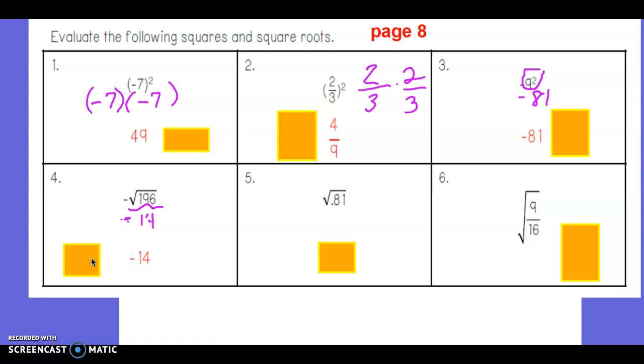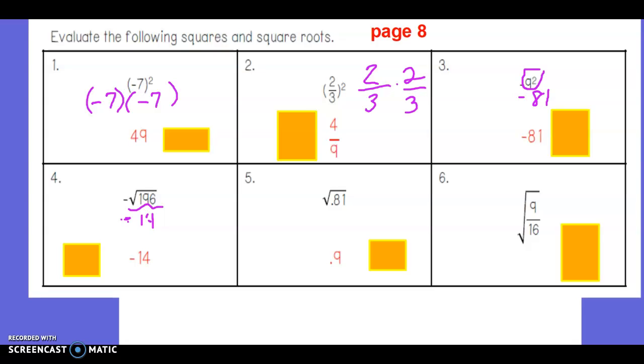Problem number 5, you should recognize that we have the square root of 0.81. Now, 81, we know the square root of that's 9, so there probably is a decimal number that when I multiply it by itself would give me that 0.81. And the answer is 0.9. Remember, when you multiply numbers that are decimals, you add up the number of decimal places you have, and that's how many decimals you have in your answer. So 0.9 times 0.9, I have 2 decimal places. I have 2 in my answer.